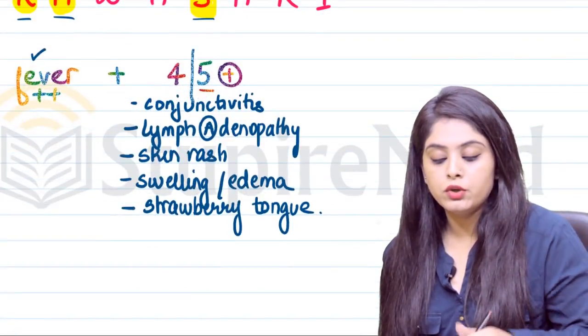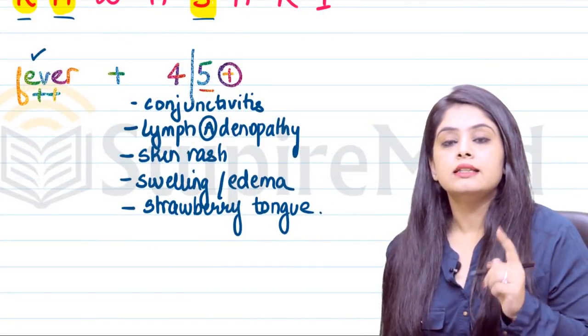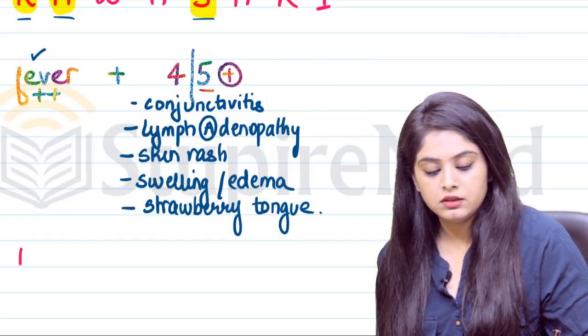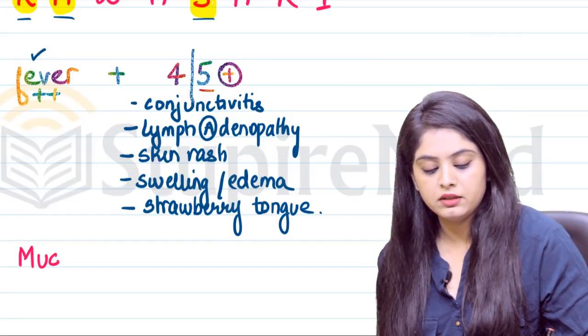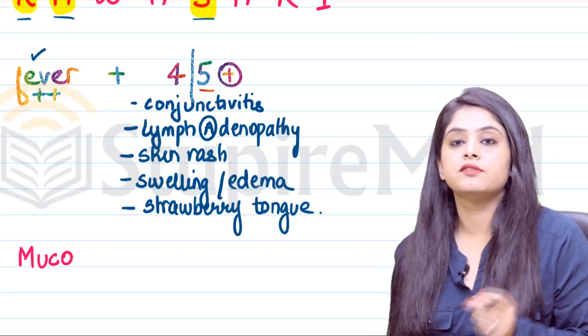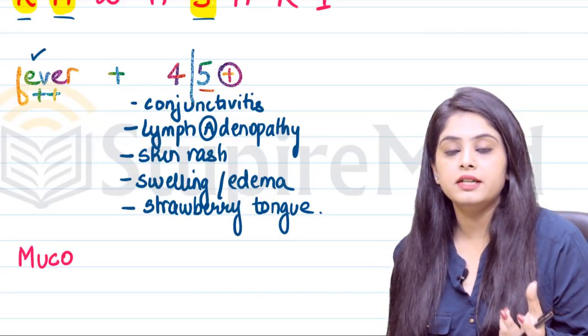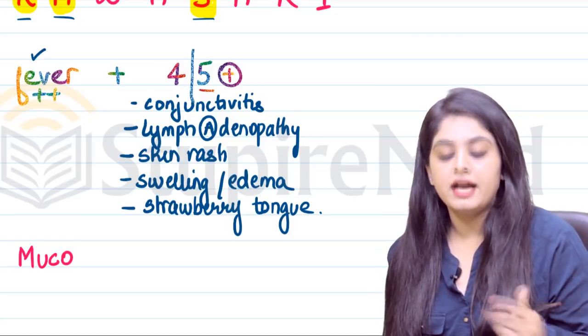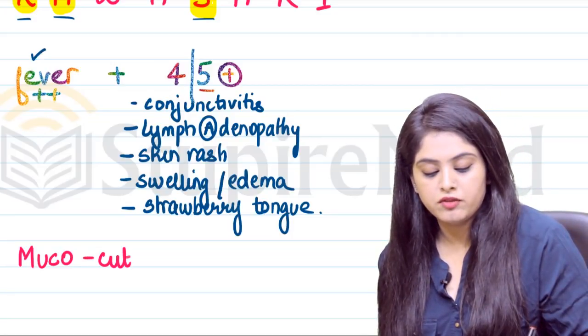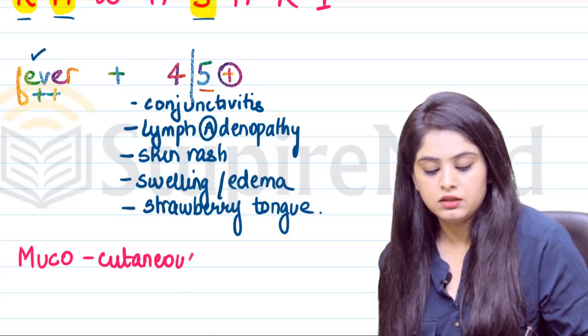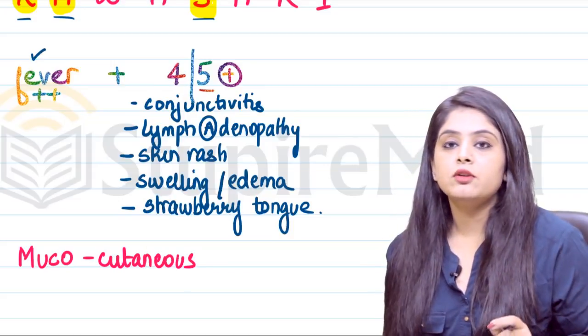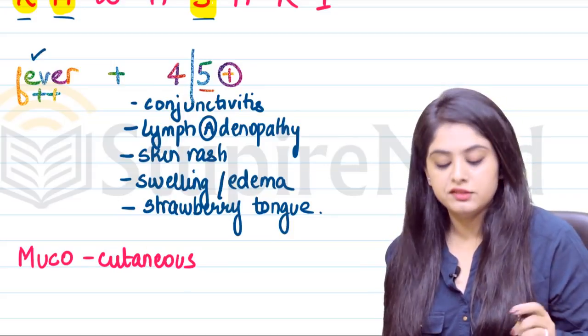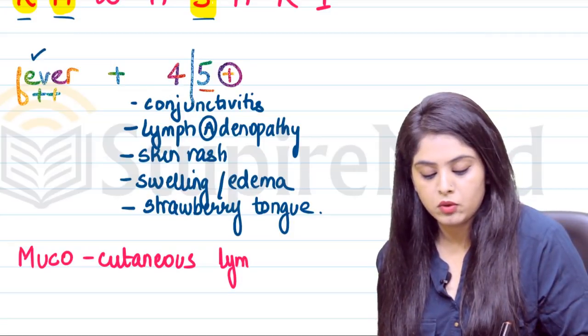And one thing that I want you to notice over here, there is involvement of the mucous membrane, because there is, for example, strawberry tongue, right? There is involvement of the skin in the form of a rash. So there is involvement of skin. There is lymphadenopathy, enlarged lymph nodes. So I'm going to put that term also.